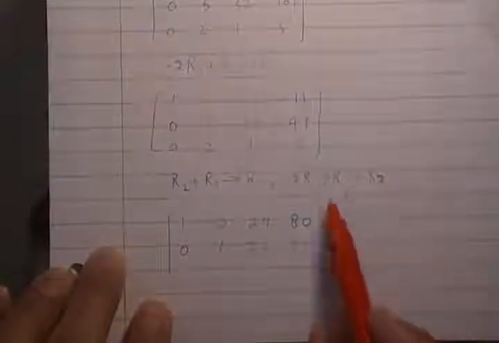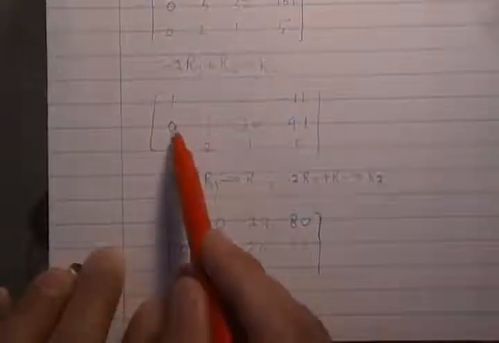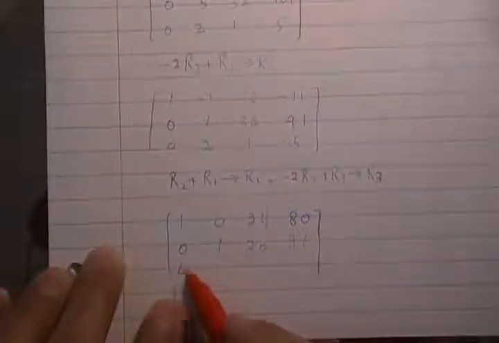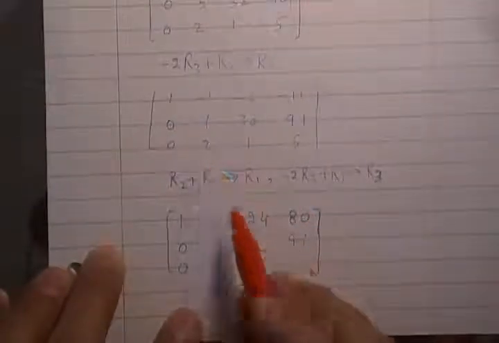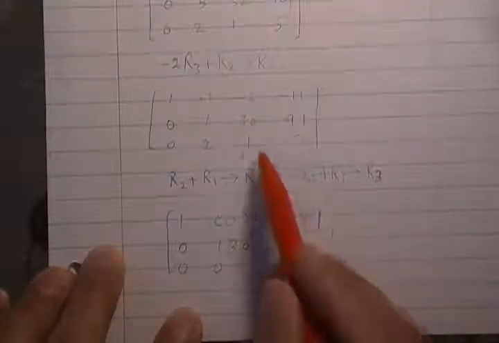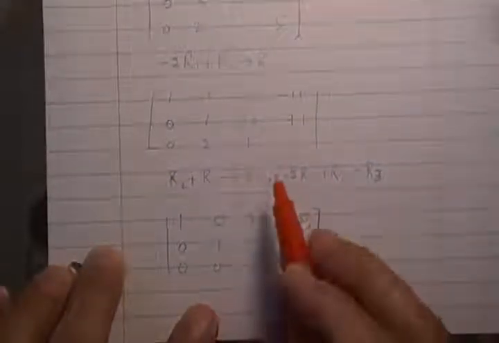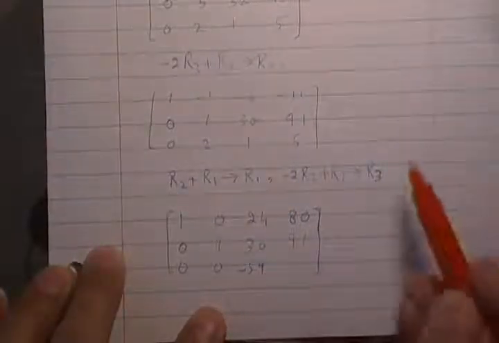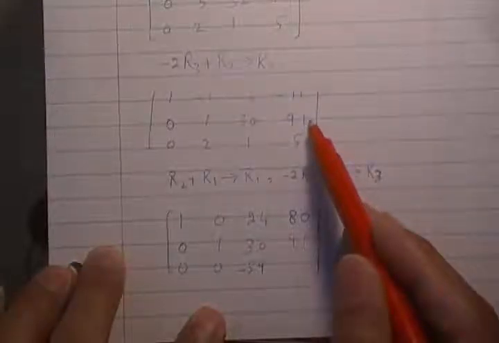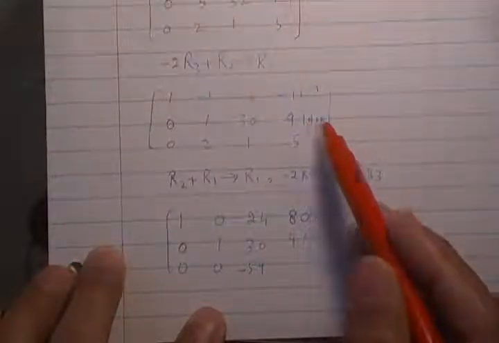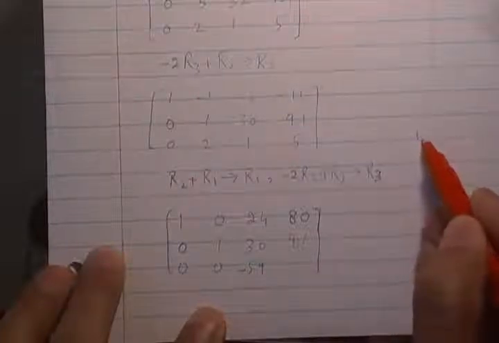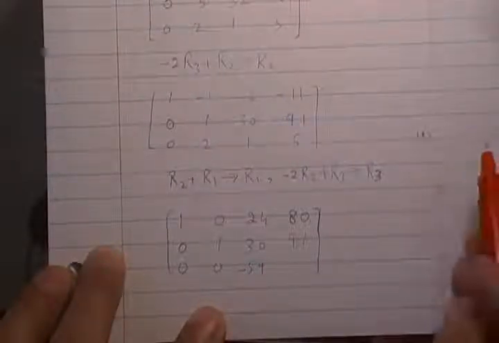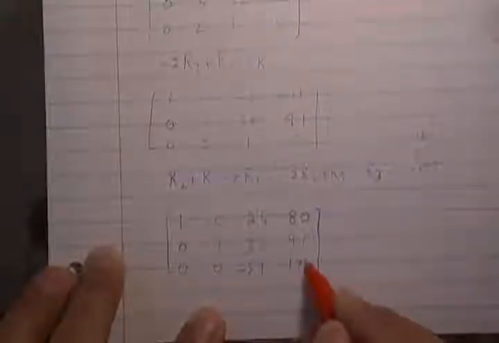Now row 3. Row 3 could be what? So multiply row 2 by negative 2 and add into row 3. So negative 2 times 0 is 0, plus 0 is 0. Negative 2 times 1 is negative 2, plus 2 is 0. Negative 2 times 30 is negative 60, and negative 60 plus 1 is negative 59. And over here, negative 2 times 91 is negative 182, and then plus 5, so negative 177.